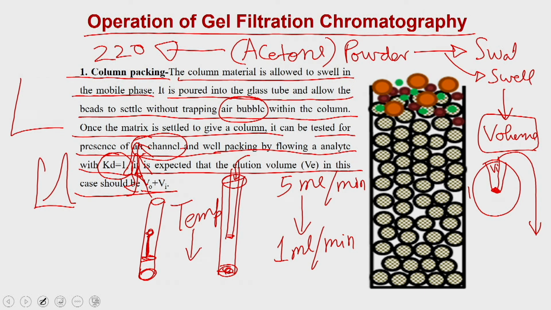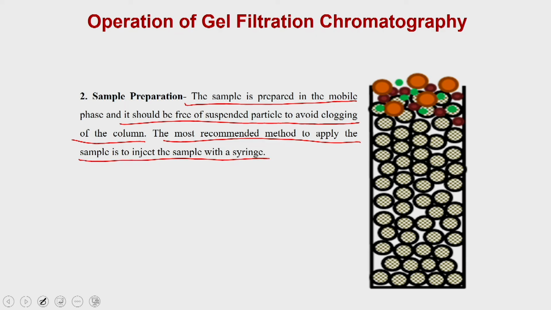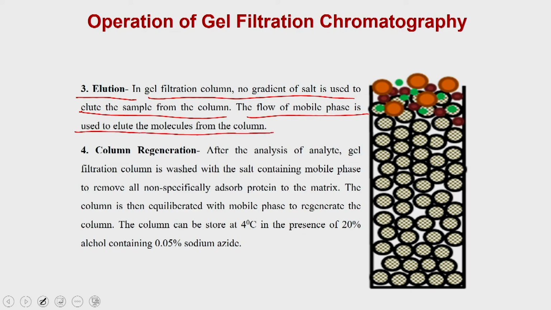Now, once the packing is over, you can load the column, and you can prepare the sample in your mobile phase. Whatever the condition of your mobile phase, you have to ensure that it is free of suspended particles, so that the column is not going to be clogged. The most recommended method to apply the sample is to inject it with a syringe. Once you are done, you can do the elution. Compared to ion exchange chromatography or hydrophobic interaction chromatography, in gel filtration there is no gradient of salt used to elute the sample from the column. The flow of mobile phase is used to elute the molecules from the column.